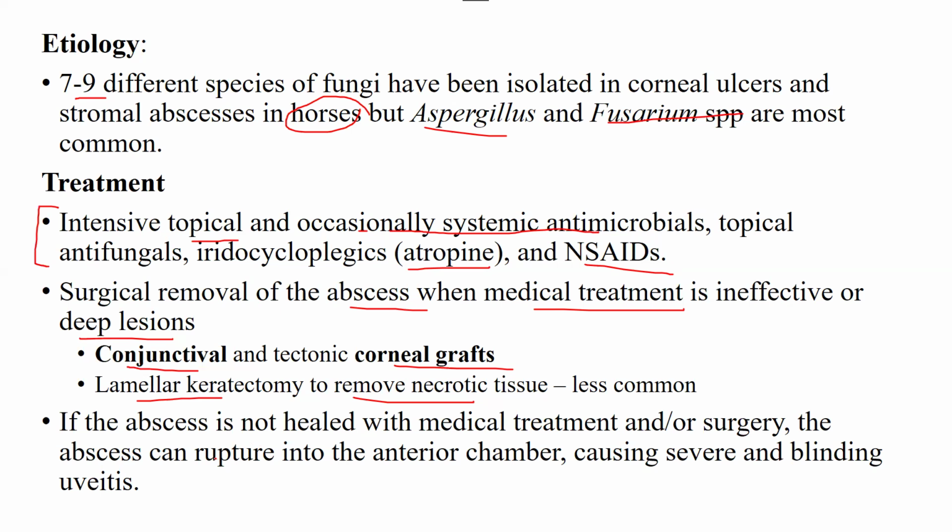And still, if the abscess is not healed with medical treatment or surgical treatment, the abscess can rupture into the anterior eye chamber, causing severe blindness and uveitis. So it is a concerning issue.